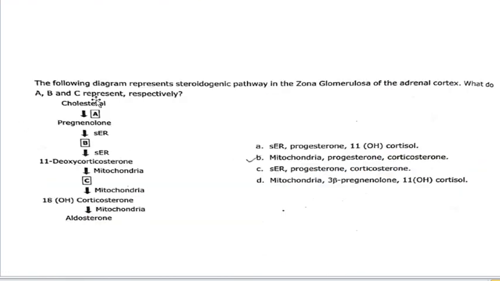From cholesterol it will be converted into pregnenolone, and then into progesterone. Next, progesterone will be converted into 11-deoxycorticosterone, and this compound will be converted into corticosterone. Next, they are asking: cholesterol converted into pregnenolone happens in the mitochondria, whereas pregnenolone converted into progesterone happens in the smooth endoplasmic reticulum, friends. Next, progesterone converted into 11-deoxycorticosterone also happens in the smooth endoplasmic reticulum. Next is the other mechanism, converting 11-deoxycorticosterone to aldosterone. All of that happens in the mitochondria.